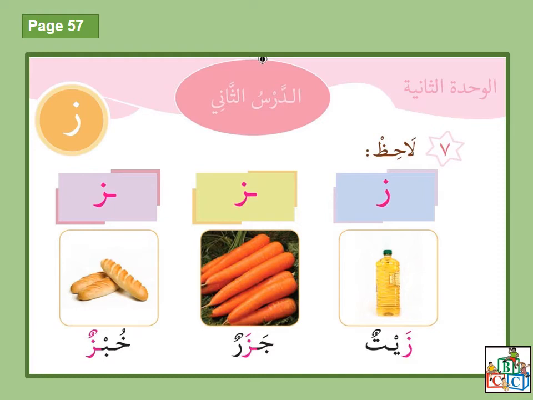So you have seen how we write the letter za in these words. In the beginning for zaytun, jazarun in the middle, and khubzun at the end. So zaytun alone, then you have jazarun, carrot in the middle, khubzun at the end. And the za always goes down the line when you write the word.